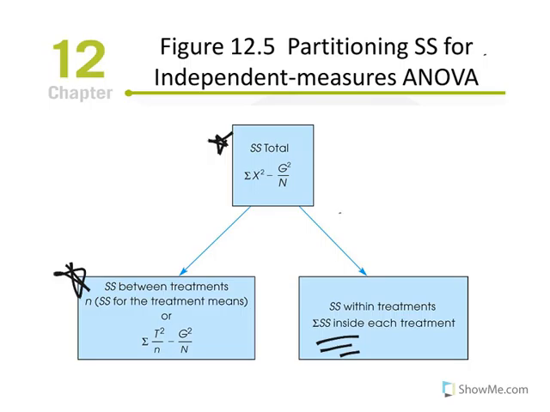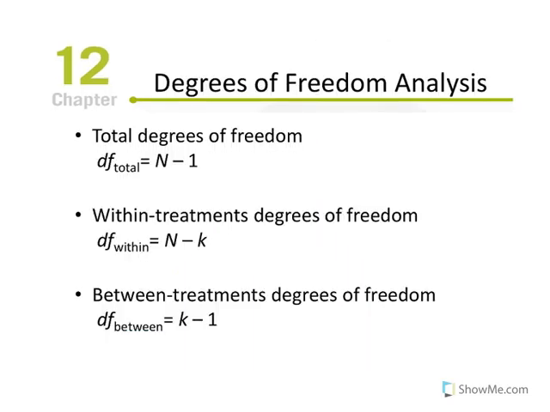Next, what we need to consider is the degrees of freedom for our different SS values. So the degrees of freedom equations: degrees of freedom total is equal to N, which is the total number of scores that we have across all conditions, minus 1. Degrees of freedom within is equal to the total number of scores we have, capital N, minus K, and again, K is the number of treatments, the number of conditions.